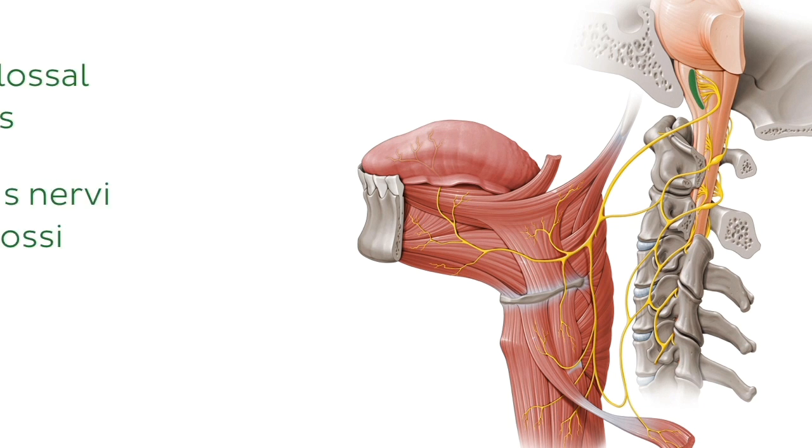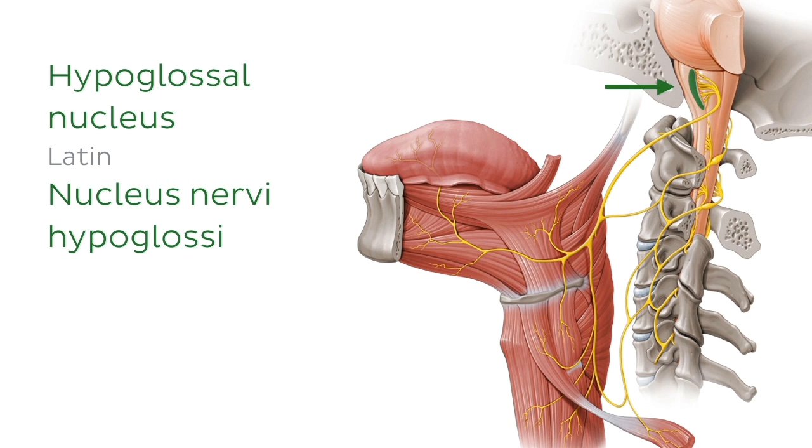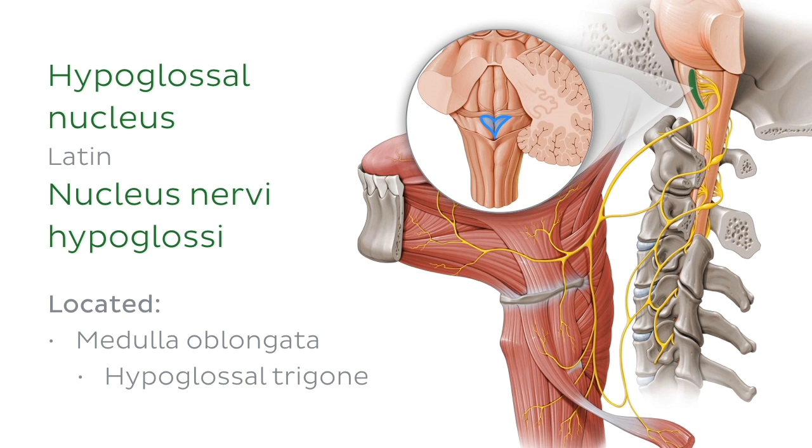The nucleus of the hypoglossal nerve, which we can see here in green, is located in the medulla oblongata of the brainstem at the level of the hypoglossal trigone, which is a slight elevation in the floor of the inferior recess of the fourth ventricle.